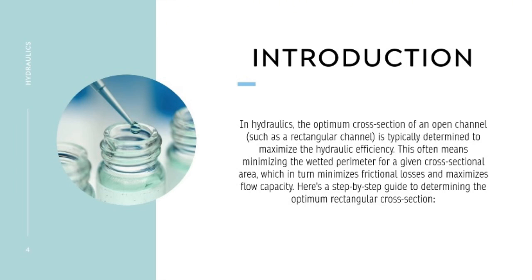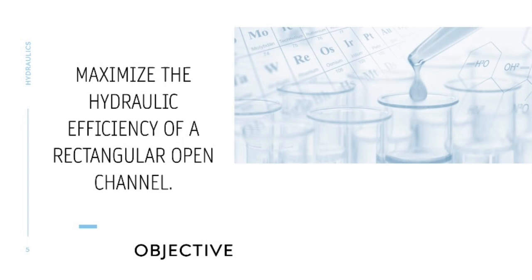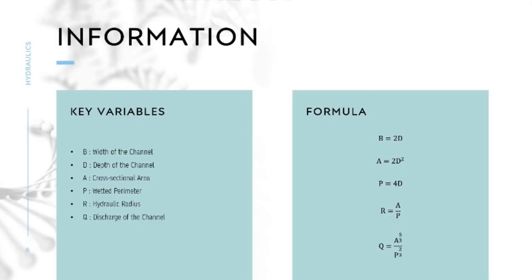Today we will explore the principles and calculations that guide this process, providing a clear framework for designing hydraulically efficient rectangular channels. Then, the objective of this presentation is to determine the optimal dimensions for a rectangular open channel to achieve maximum hydraulic efficiency. This involves minimizing the wetted perimeter for a given cross-sectional area, thereby enhancing the hydraulic radius and overall flow capacity. By understanding the relationship between the width and depth of the channel, we aim to provide a clear framework for designing hydraulically efficient rectangular channels.